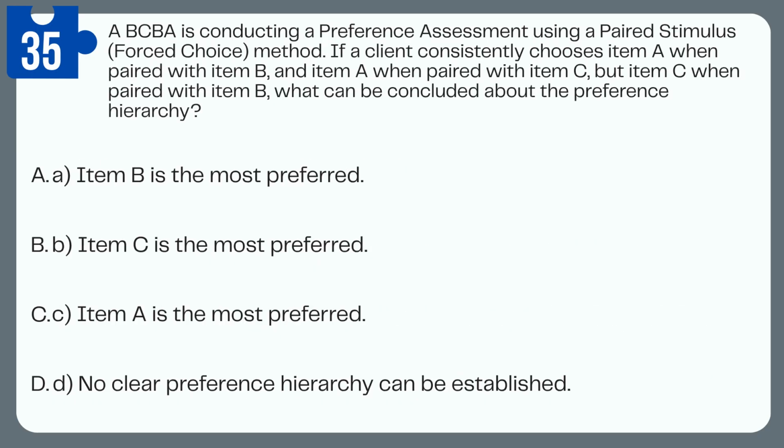Question 35. A BCBA is conducting a preference assessment using a paired stimulus, forced choice, method. If a client consistently chooses item A when paired with item B, and item A when paired with item C, but item C when paired with item B, what can be concluded about the preference hierarchy? A. Item B is the most preferred. B. Item C is the most preferred. C. Item A is the most preferred. D. No clear preference hierarchy can be established.